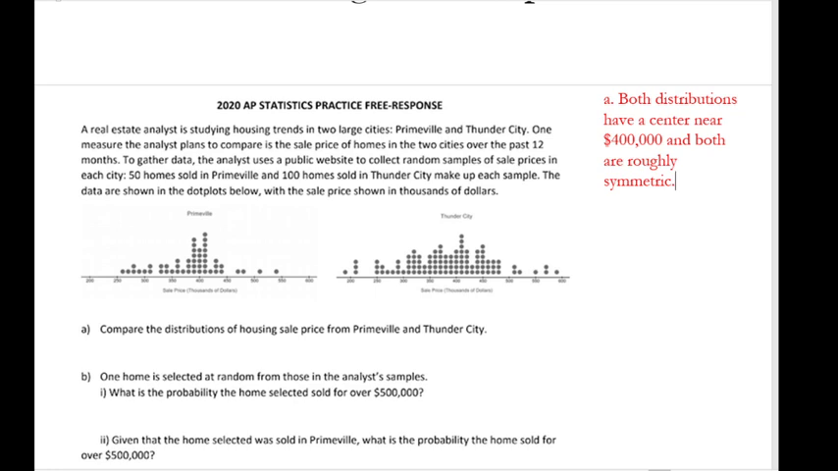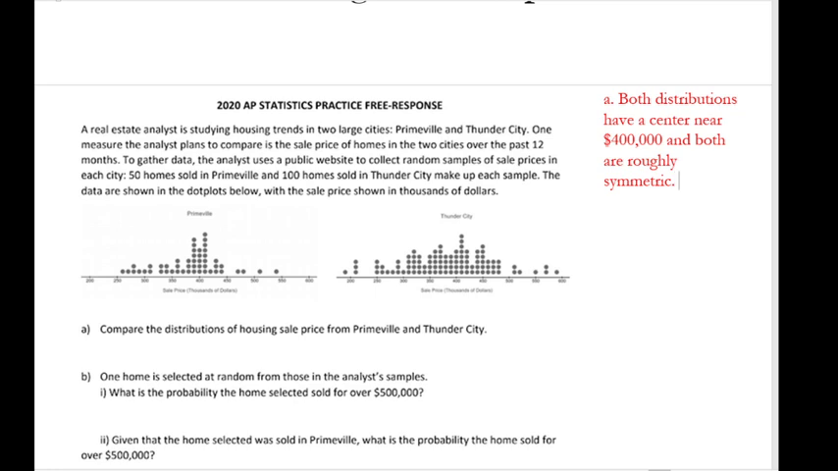So we've got center, we've got shape. We need to discuss the spread. With this one, generally we're going to be looking at something like the standard deviation, or we're going to be looking at interquartile range. With this one, it would be theoretically possible, but a pain to get the interquartile range or anything like that. So we're going to be looking at the overall range as a measure of spread here.